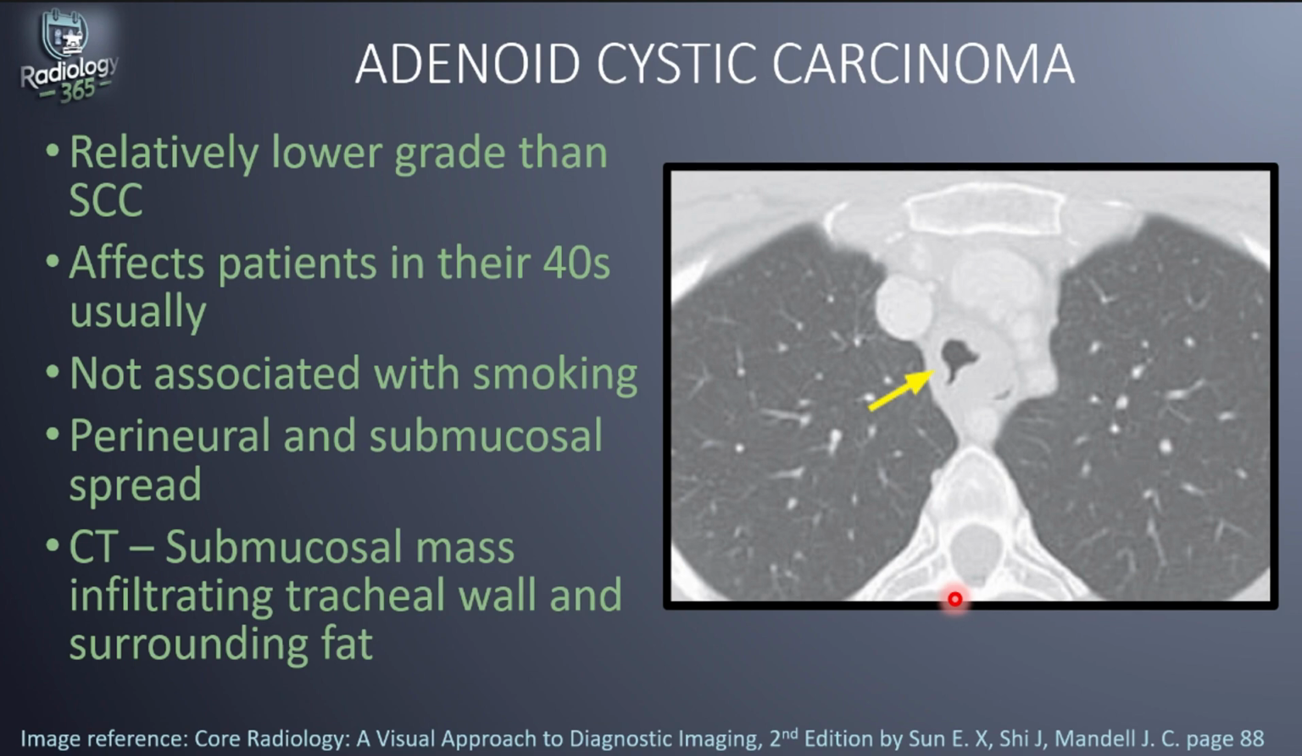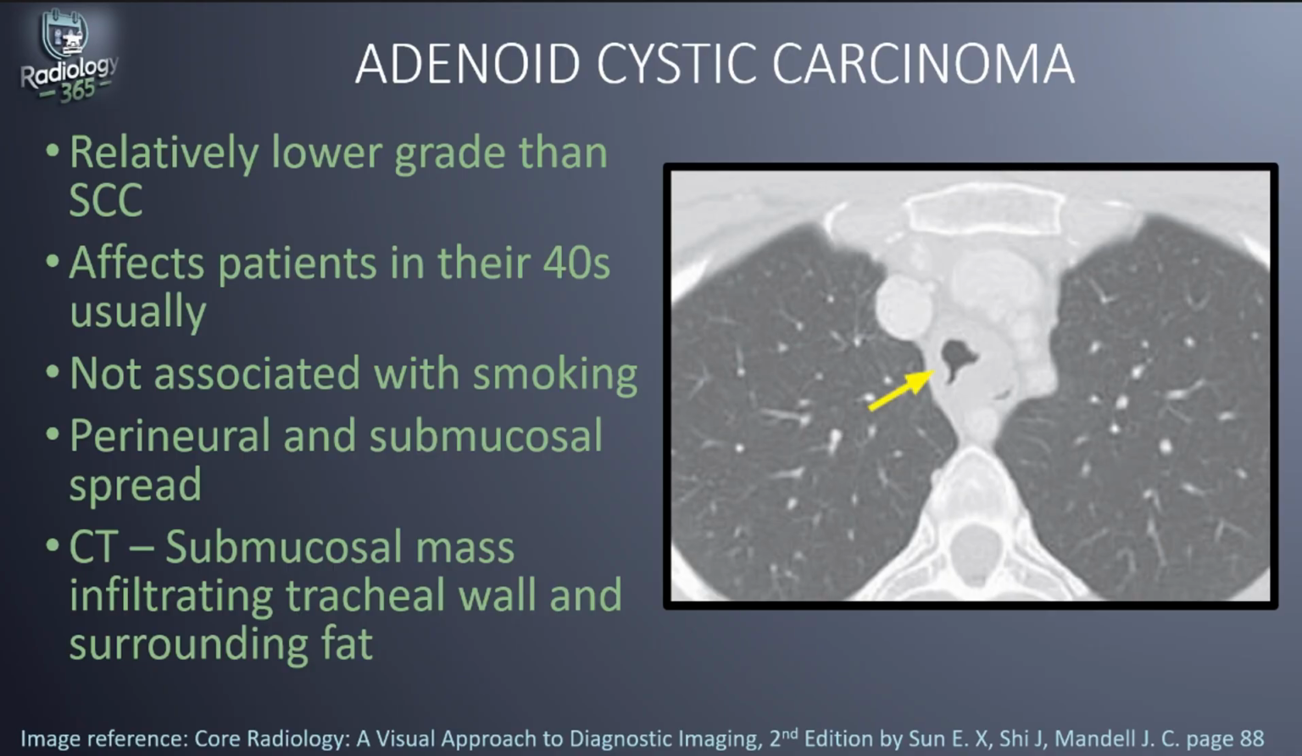Adenoid cystic carcinoma has a propensity for perineural and submucosal spread, kind of like it tracks along the wall of the trachea. Because of this, it may spread over a long segment of the trachea, complicating the ability to resect this lesion. The typical CT appearance of adenoid cystic carcinoma is a submucosal mass that infiltrates the tracheal wall and the surrounding mediastinal fat. It may also present as a circumferential tracheal or bronchial thickening that would lead to airway stenosis.